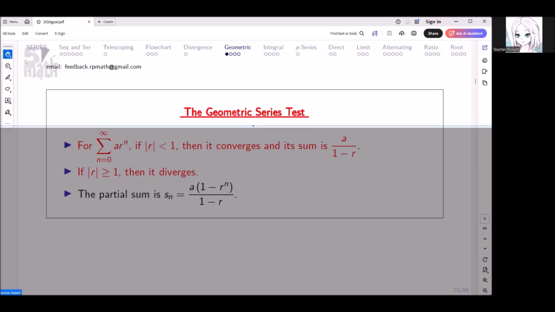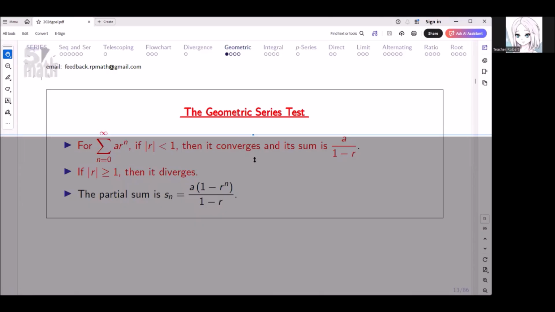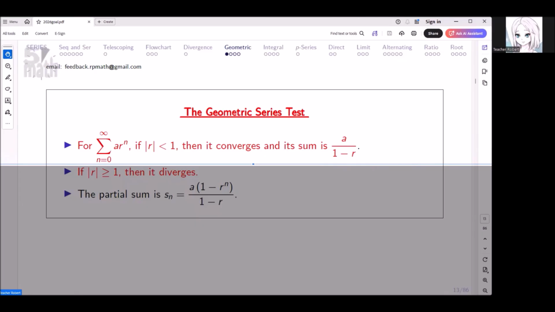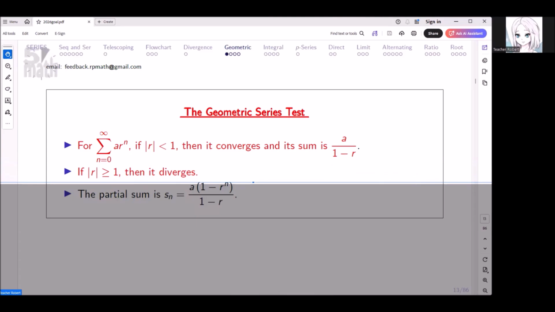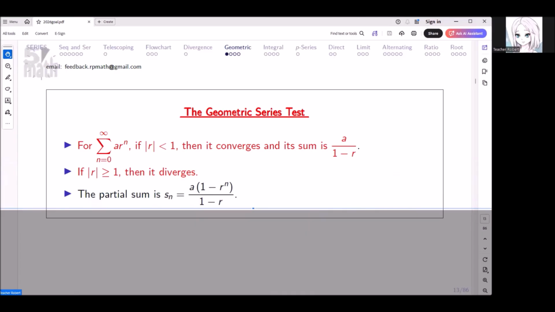The geometric series test. For series n equals 0 to infinity a r to the power n, if absolute value r less than 1, then it converges, and its sum is a over 1 minus r. If absolute value r greater than or equal to 1, then it diverges. The partial sum is this.